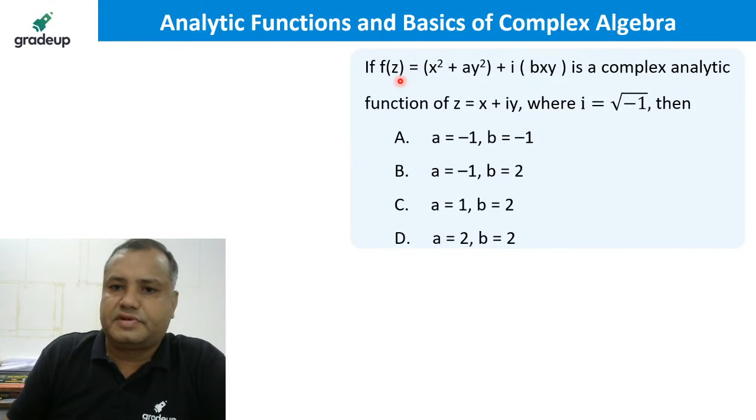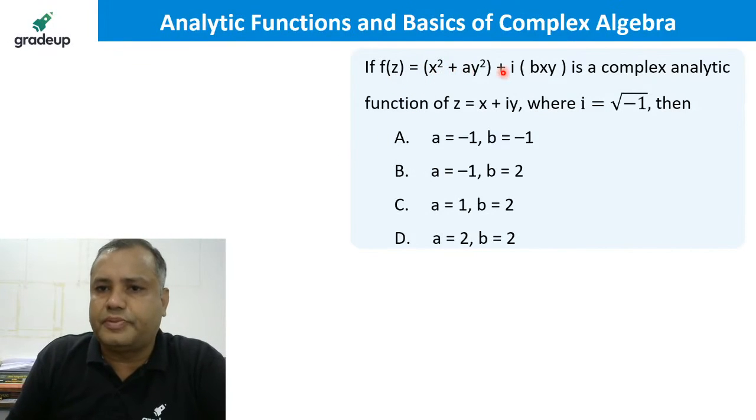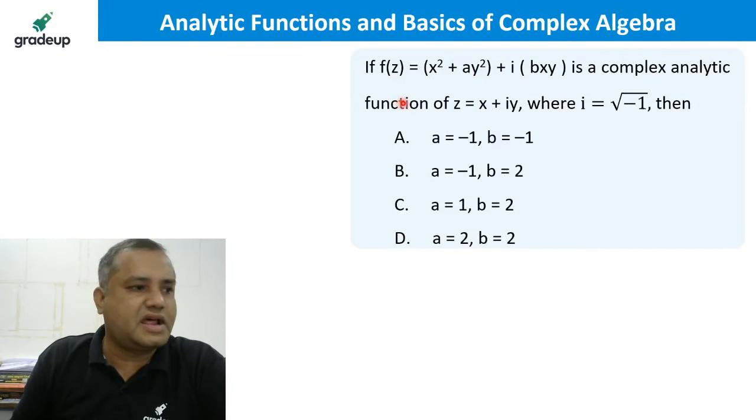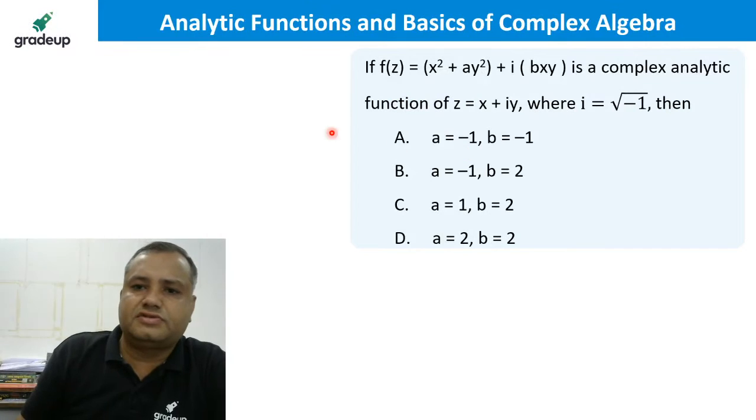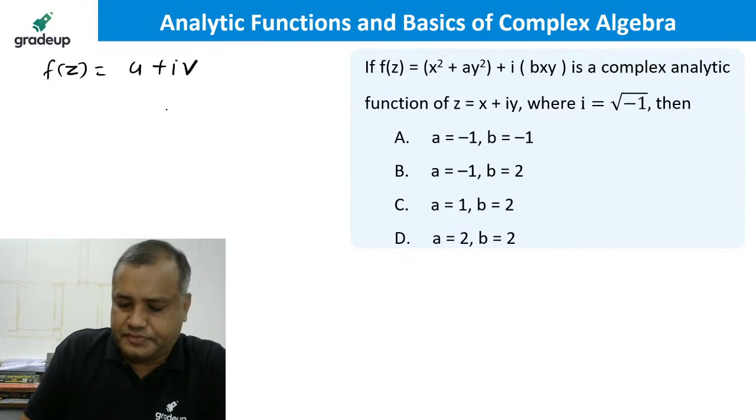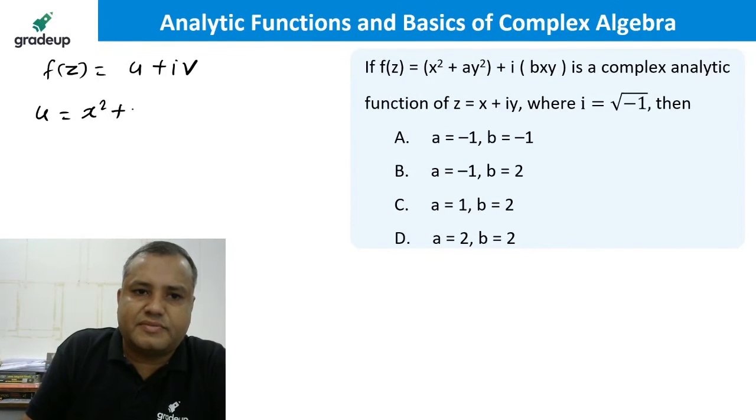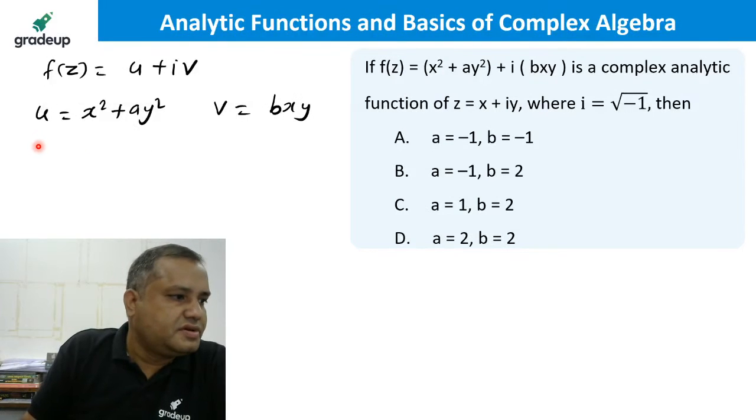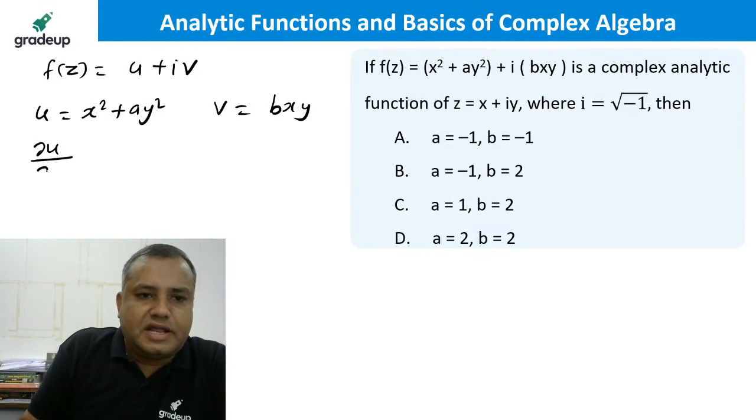Now see here. If f of z equal to u plus iv is a complex analytic function where i equal to root of minus 1, then find the values of a and b. So f of z equal to u plus iv. What is u? Sir, u is real part, x square plus ay square. What is v? bxy. Del u by del x.